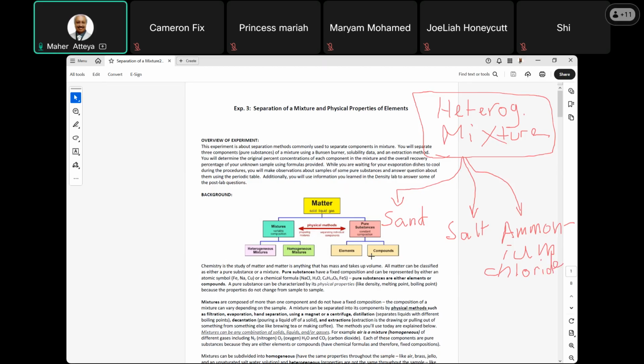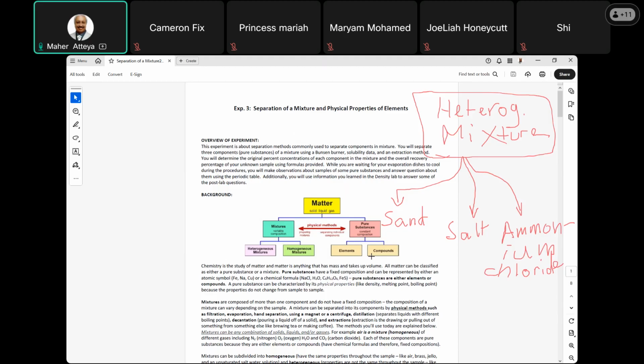But anyway, we have 3 components, and we have a heterogeneous mixture because you can see it in real life. Those are heterogeneous mixtures. Out of this heterogeneous mixture, our goal today is to separate each component of this heterogeneous mixture by itself and determine the percentage contribution of each component to the whole mixture.